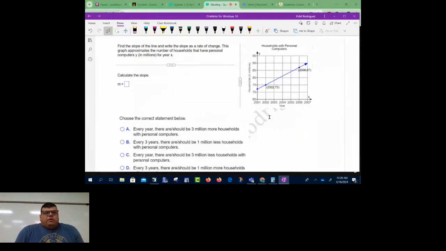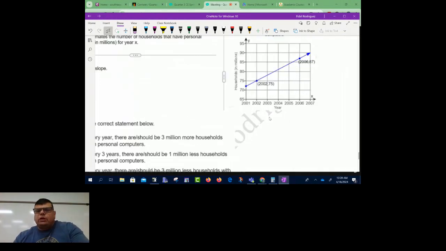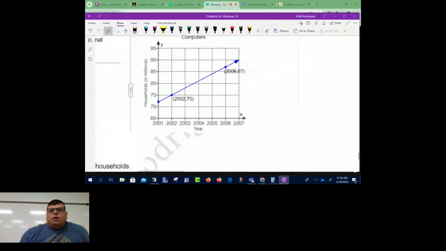Okay, let's take a look here. It says find the slope of the line and write the slope as a rate of change. And it says this graph approximates the number of households that have personal computers in millions for year X. Let's see if we can figure something out. Look at this picture. The first thing I would say is that line's going up. So since my line is going up, we're going to have a rise over the run.